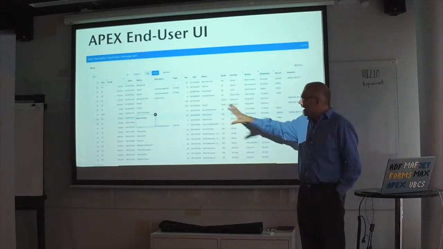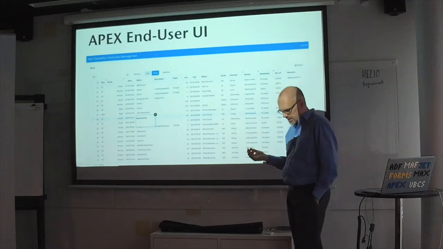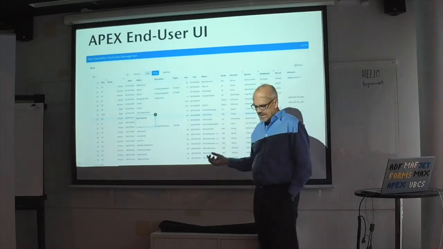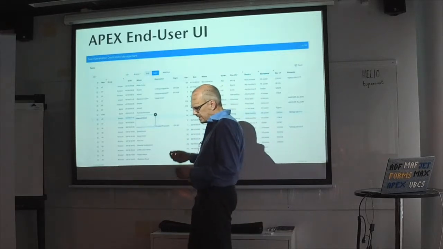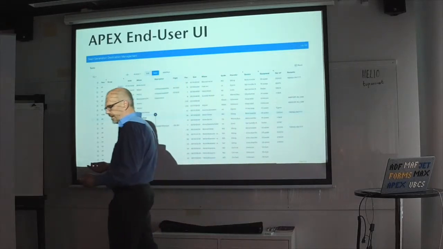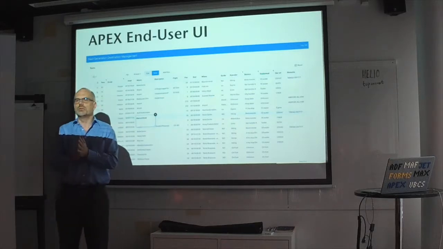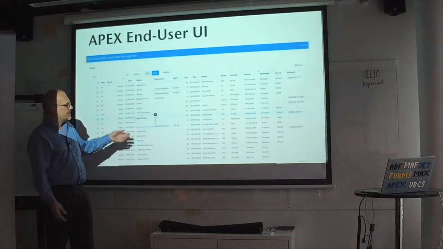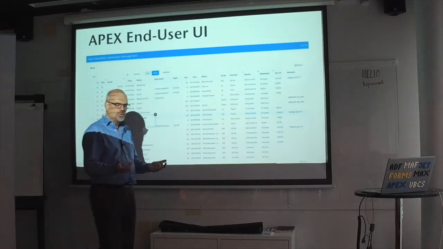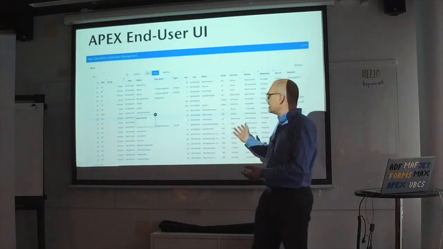So the Apex end-user UI looks like this when I built it in Apex 5.1. I was very happy that we got the interactive grid in 5.1. And if you haven't updated your Apex applications to 5.1, you should do so, in every place you have a table, because an interactive grid is what users expect of a web application today, and it works well.